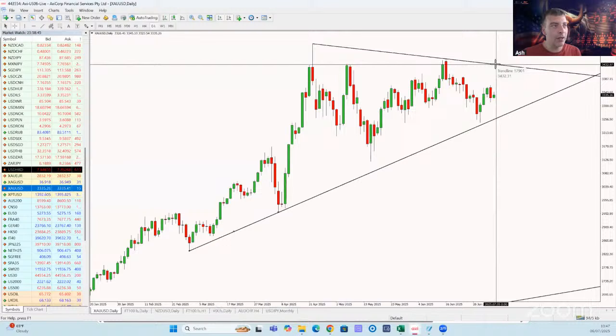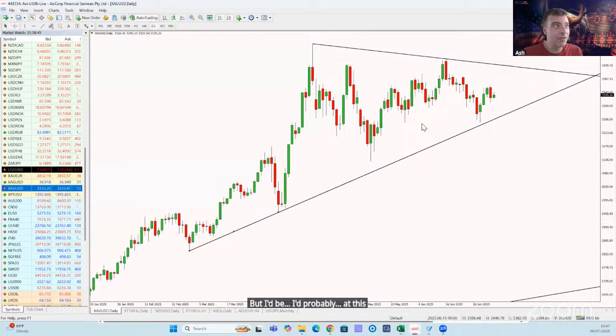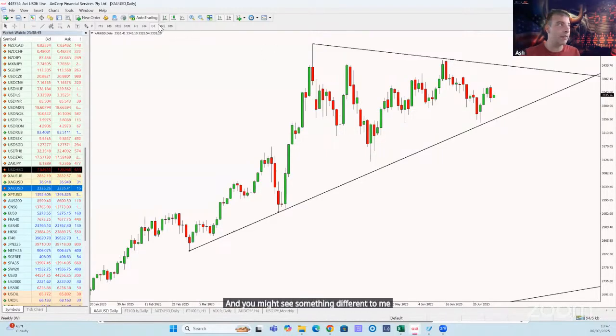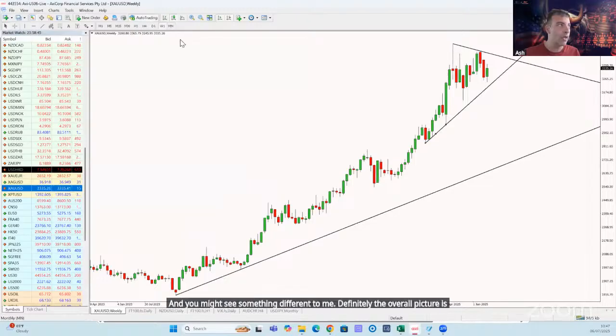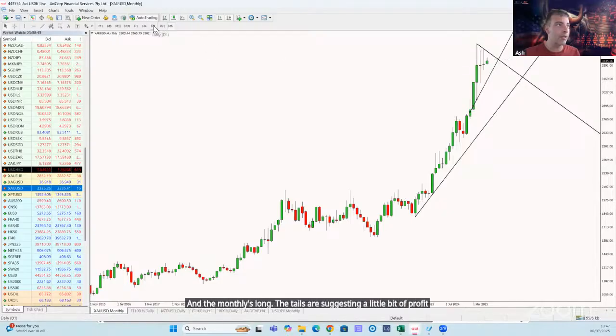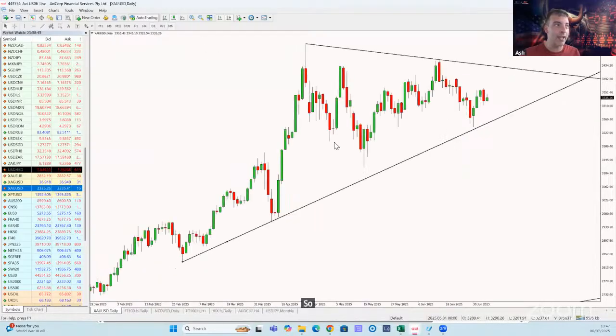But I'd probably at this stage, because we're in a range, you've got to trade what you see, and you might see something different to me. Definitely, the overall picture is long, and the monthly is long. The tails are suggesting a little bit of profit taking going on here. And we're in this daily range.